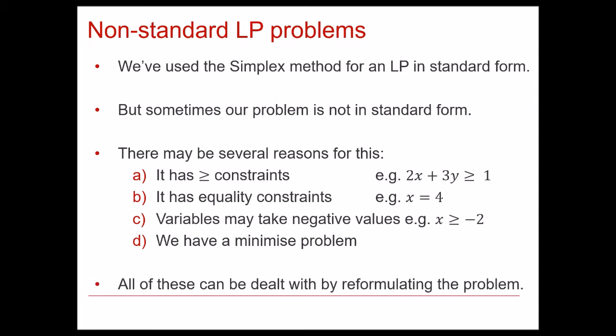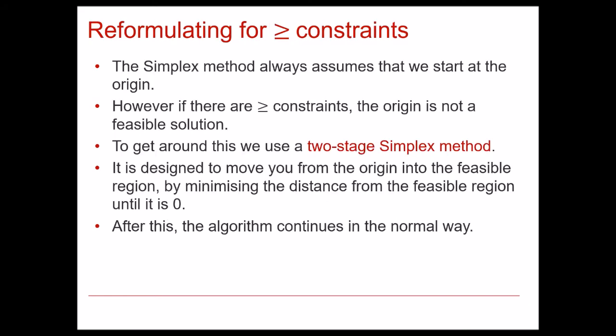Now, all of these things can be dealt with in the way that we're going to describe by reformulating the problem slightly from its initial formulation. So let's talk firstly about what we might do if we have greater than or equal to constraints. So the simplex method assumes that we start at the origin. Now the problem with that is that if we've got a greater than or equal to constraint, then the origin will not be inside the feasible region. And that's difficult because the whole way the simplex works is it moves around the boundary of the feasible region. So it's going to be a bit of a problem if we're not in the feasible region to start with.